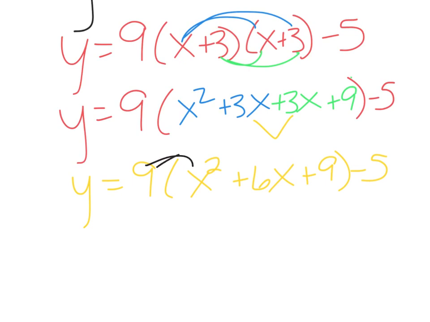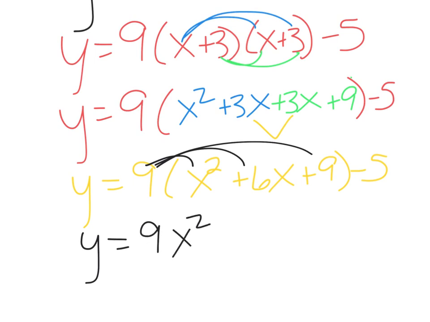Then we're going to distribute. These are the same steps from the previous problem. So 9x squared, 9 times 6 is 54x, and 9 times 9 is 81. And bring down the -5.